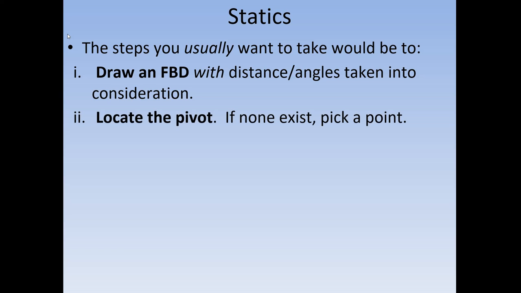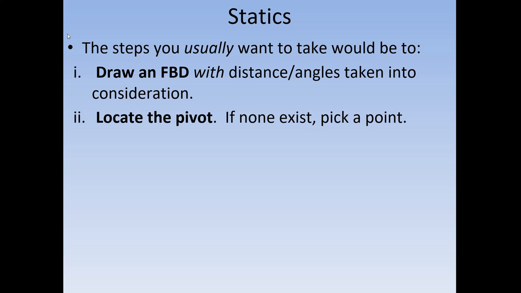Now, the second point is to locate the pivot. This is actually where strategy comes into play, because the pivot will end up resulting in no torque being produced by any force at that location.